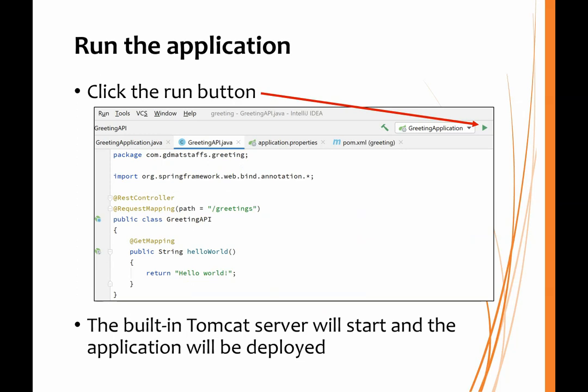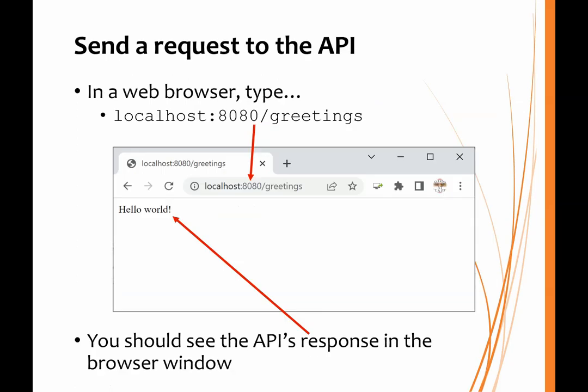So we're now ready to run the application. So here is a screenshot of IntelliJ. If you click on this green triangle here, the play button, it will run this application, and that means that the built-in Tomcat server will start. This application will be deployed onto the server, so it is then ready to receive requests from clients.